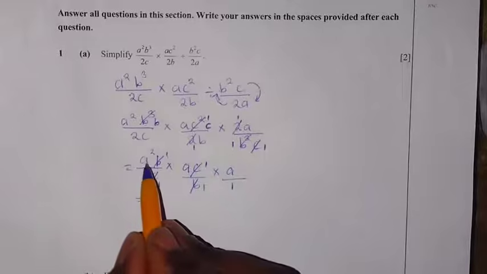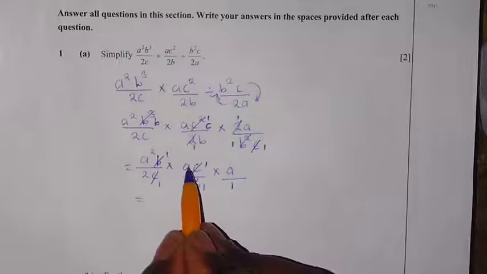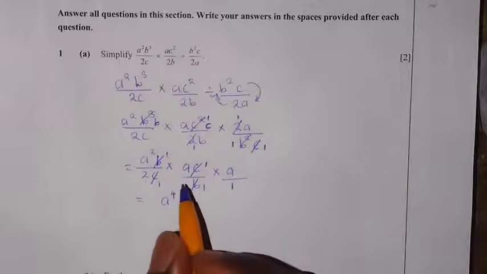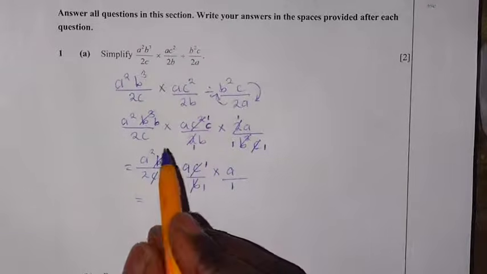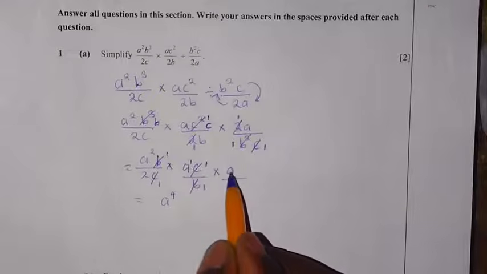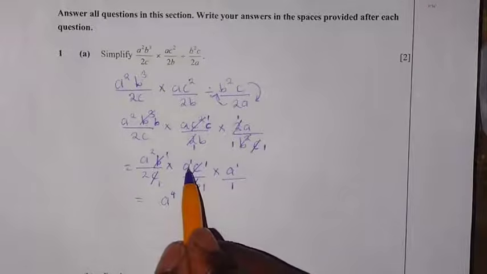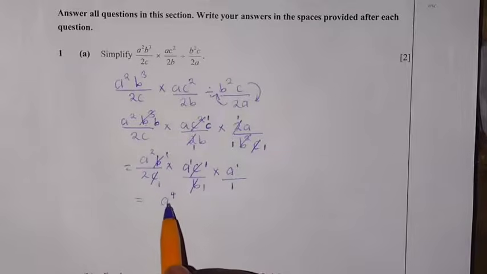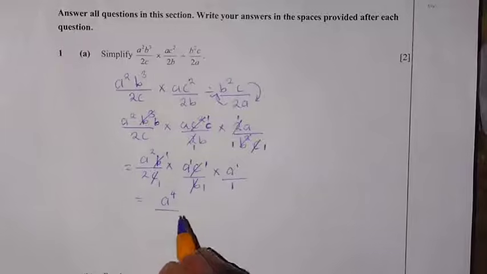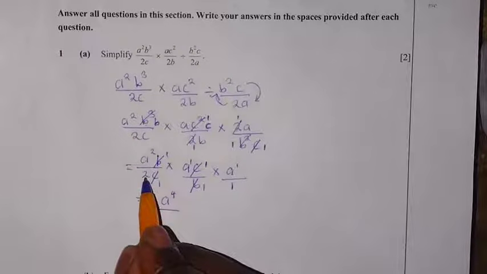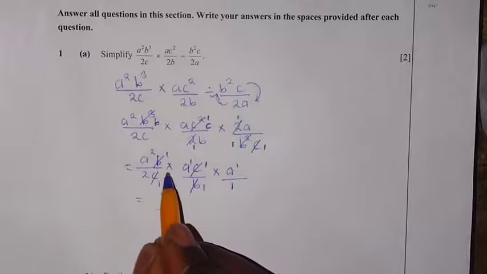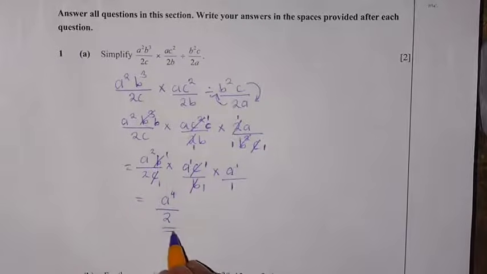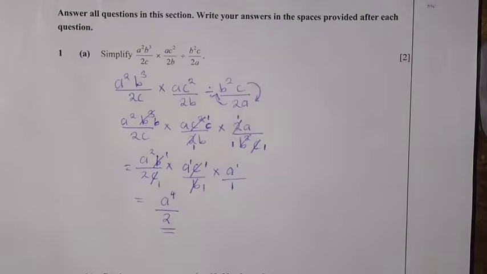So you can notice that we have a squared times a, which will be a power 4, because this a is raised to a power of 2, this a to a power of 1, this a to a power of 1. So a times a will be a squared, again times a squared is a power 4. Over here we are remaining with 2. So we have 2 times 1 times 1, we'll get a 2. So this is our answer, a power 4 over 2.